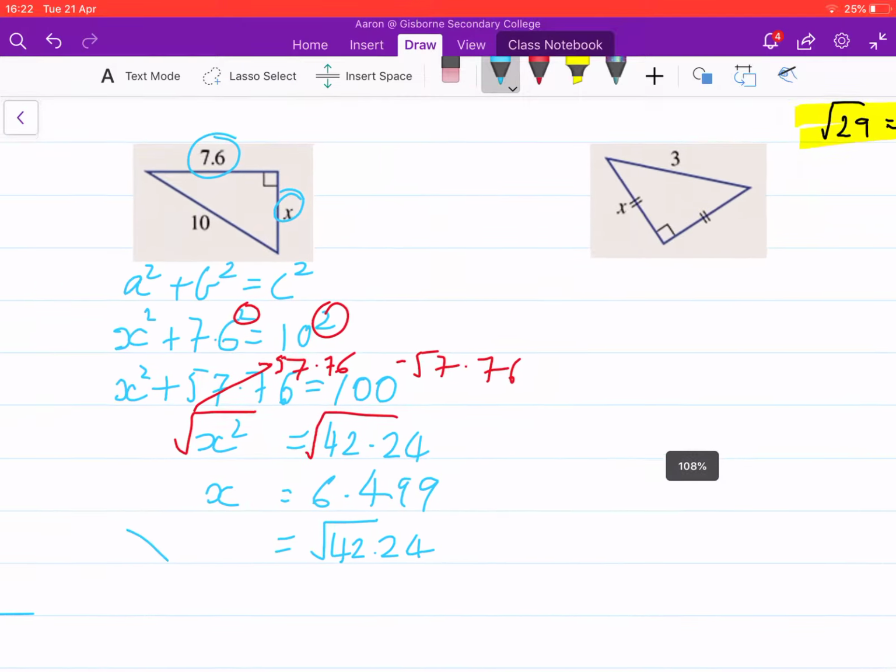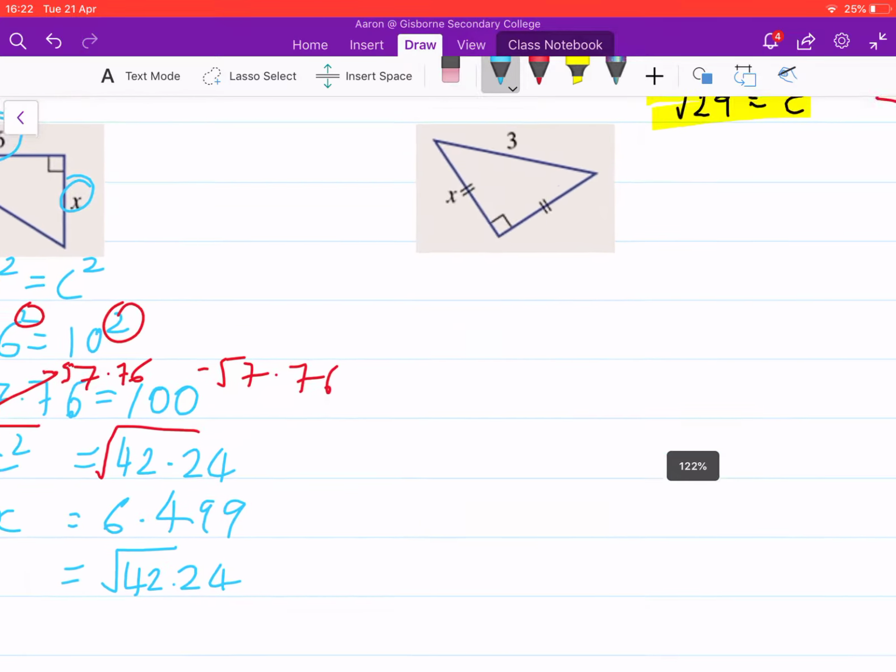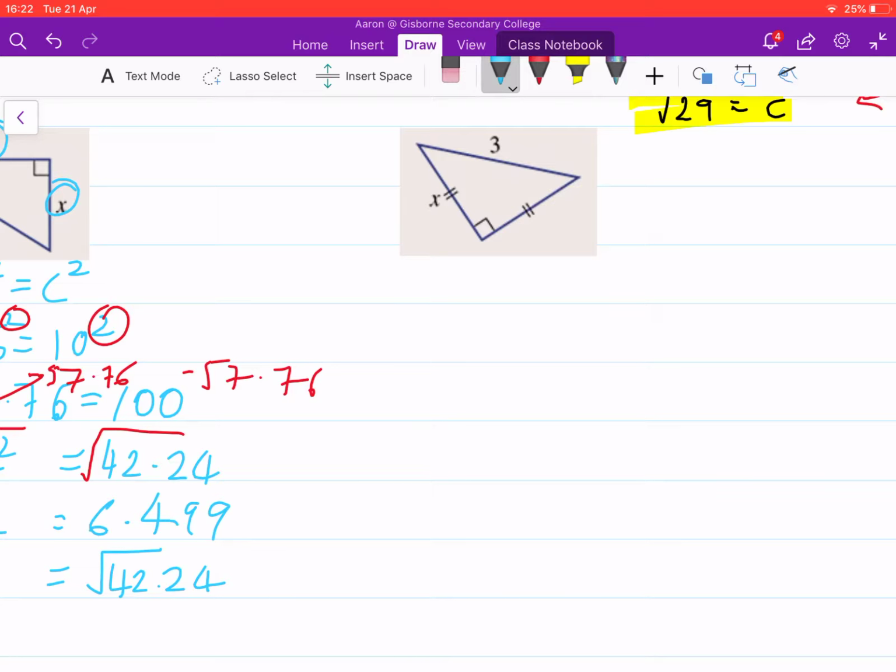Now, there is another example that we get, and it can throw some students, and that is if we don't know both of the short sides, but both of those short sides are in fact equal. Okay, so you can see here we've got x, and the two lines crossing there and there represent the fact that both of those sides are equal. So we can look at it in a slightly different way.